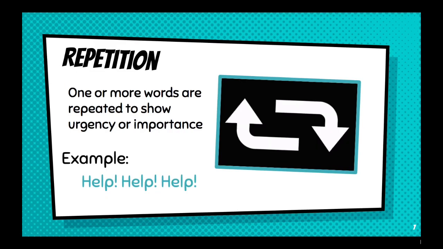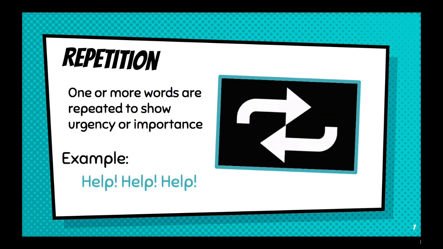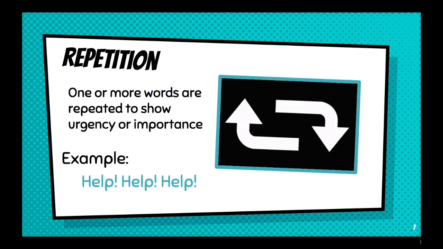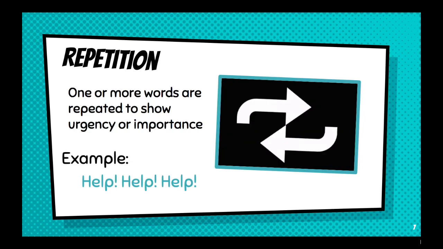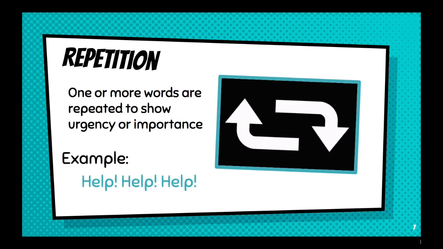So first we're going to talk about an easy one. One that we can identify super easily is just repetition. So when one or more words are repeated, they do this to show urgency or importance, so they emphasize a specific word by repeating that word. For example, if an author wrote help, help, help in their text, you'd understand that they are trying to show that they need help, or they might have some sense of urgency, or that it's an important thing, right? So the word help is emphasized because it's repeated.